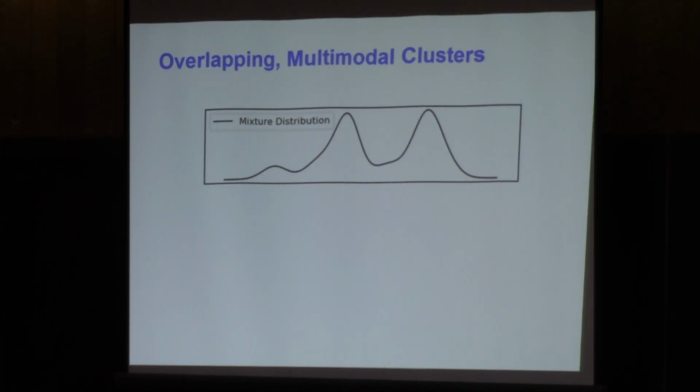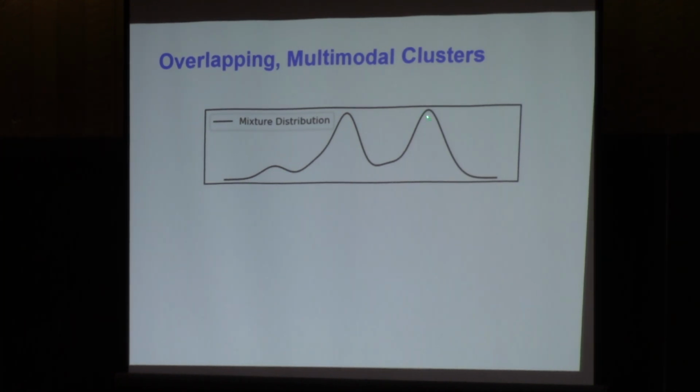Here's another way to think about the problem. Here's just a one-dimensional example. Let's suppose this is our data distribution, and we would like to extract the clusters. You've probably been trained to think that this bump is one cluster, that bump is another, and that bump is another, because we're used to clusters being separated by regions of low density.